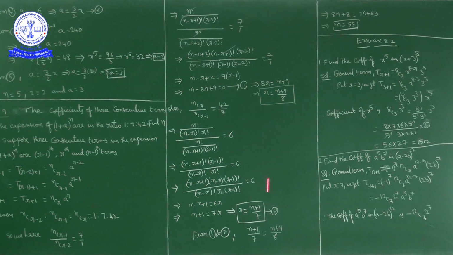Now from 1 and 2, from here what we have, r is equal to n plus 9 by 8, here r is equal to n plus 1 by 7. By equating these two, what we have, n plus 1 by 7 is equal to n plus 9 by 8. Cross multiply and simplify, what we get, n value is equal to 55.